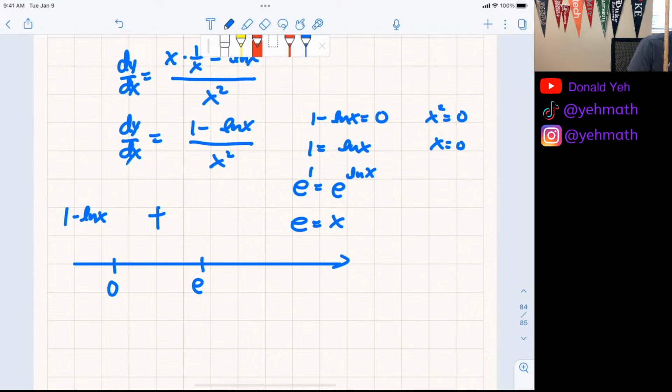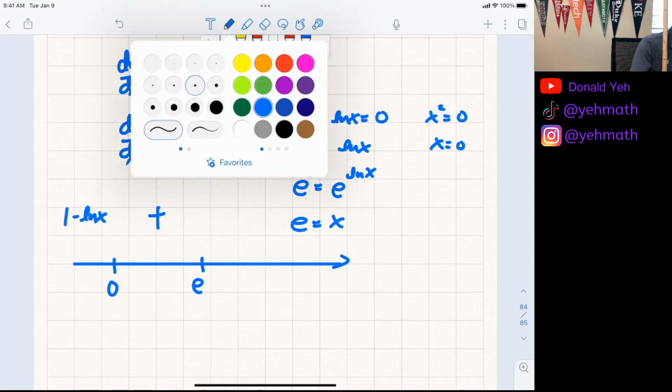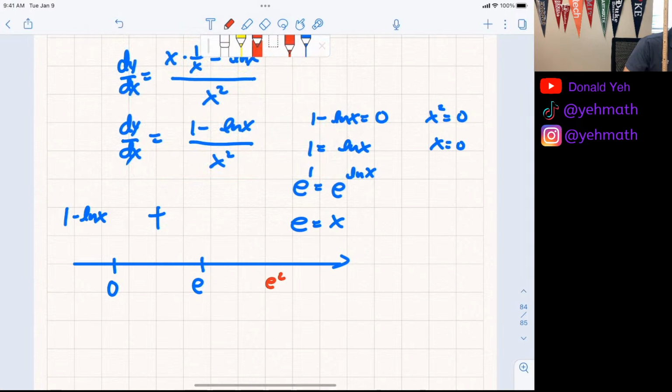All right. What's any value bigger than e? 3, but it doesn't help you if you don't have a calculator. Now what you can do is I will actually pick e squared. Why do I pick e squared? Because natural log of e squared is what?